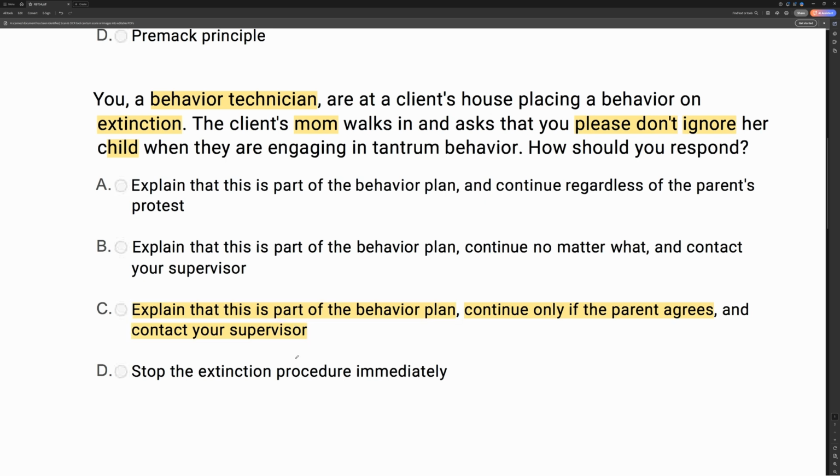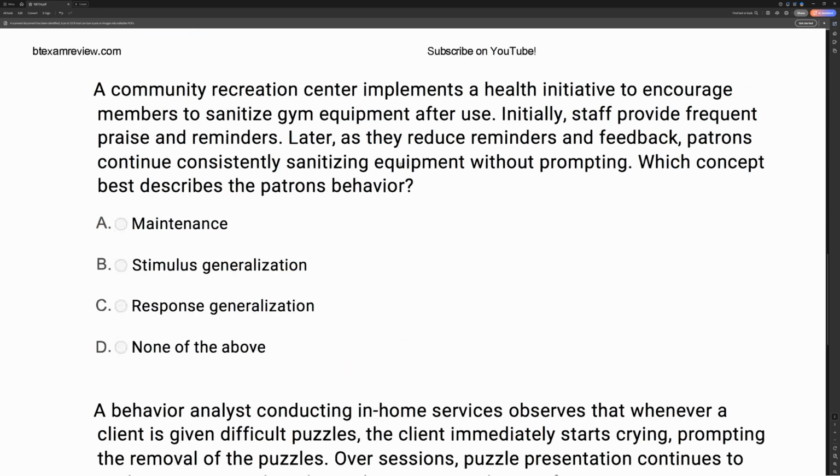And then D, stop the extinction procedure immediately. No, you're doing the right thing. You're using extinction. So maybe you just needed to remind the parent of what's going on. However, if you do let them know what's going on and they still tell you, please don't do that, then we need to stop. Regardless, we've got to tell the supervisor about what happened.